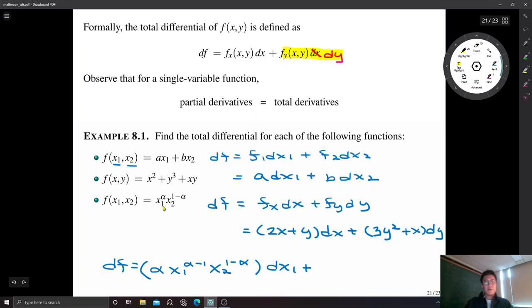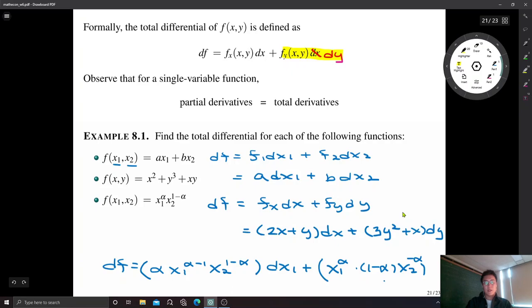and the partial with respect to x2. Now x1 to the alpha is a constant, so we take the x2 part and take the derivative. x1 to the alpha we leave alone as a constant, then 1 minus alpha comes up front, and we take 1 away from the power, so the new power becomes negative alpha.